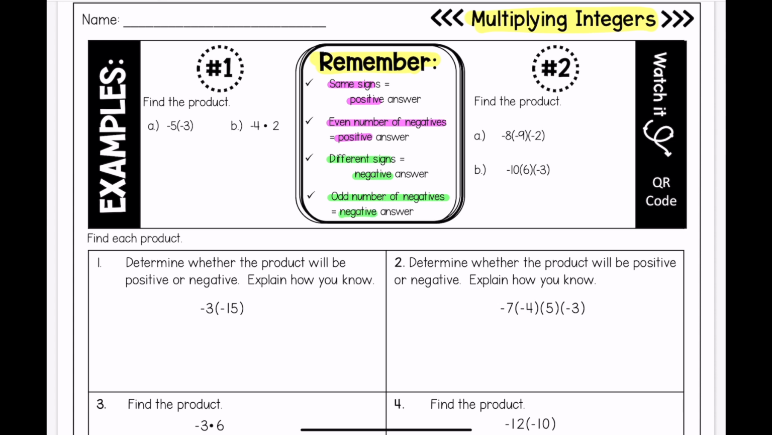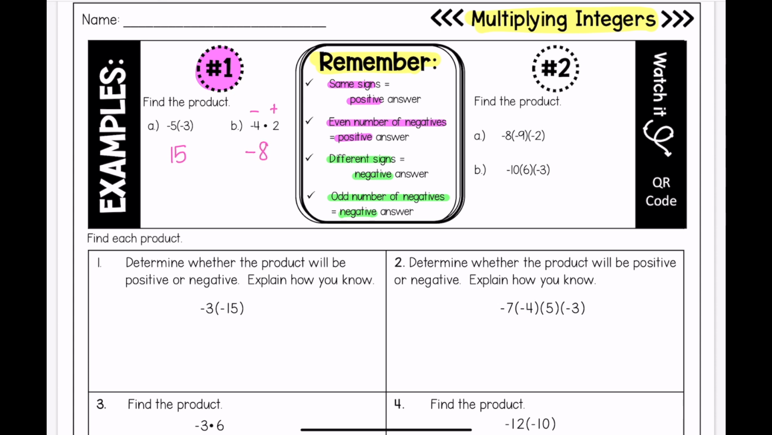Let's jump on over to the questions under number 1 here on the left and look at those. I see that these two numbers, -5 and -3, are the same signs. So -5 times -3 is going to be positive 15. Whereas in B, there's a negative and a positive, that'd be different signs. So my answer will be negative. 4 times 2 is 8.